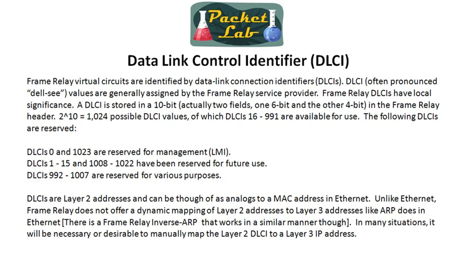DLCI 0 and 1023 are reserved for LMI, which we'll look at in just a bit, and then there's a few of them that are reserved for other purposes. So DLCIs are layer 2 addresses, and for those of you that are familiar with Ethernet, they are analogous to the MAC address in the LAN world. Unlike Ethernet, though, frame relay doesn't have a dynamic mapping protocol. There is something called frame relay inverse ARP, and we'll look at that. It works similar to Address Resolution Protocol in Ethernet, but not exactly.